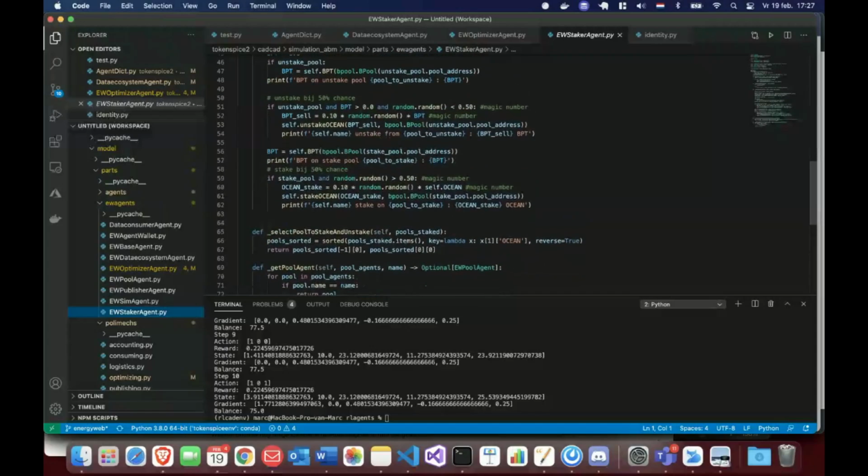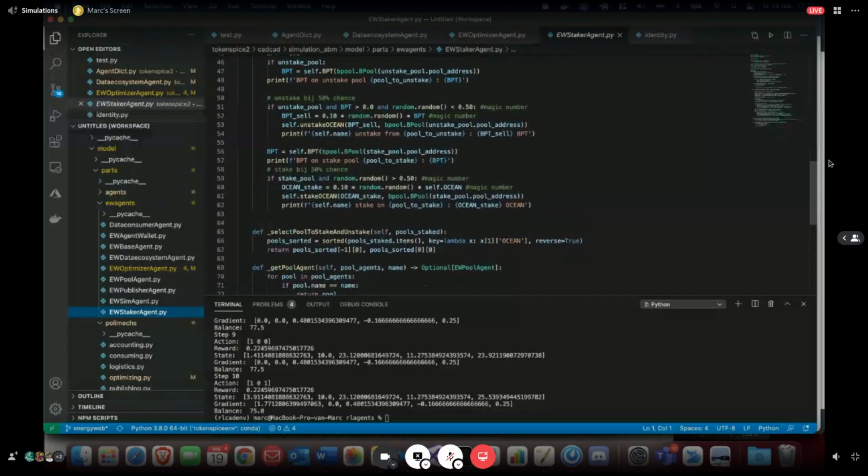You can tweak around and, let's say, alter the magic numbers. Maybe Sean, you can elaborate on this a bit, what a magic number is.